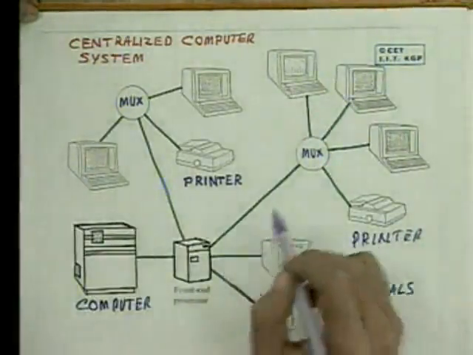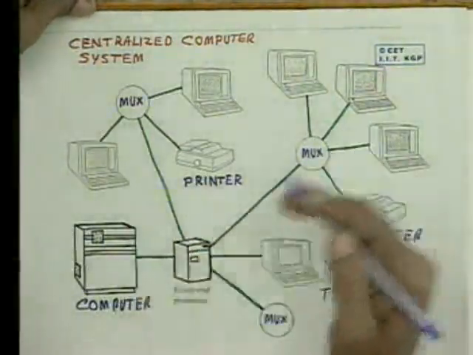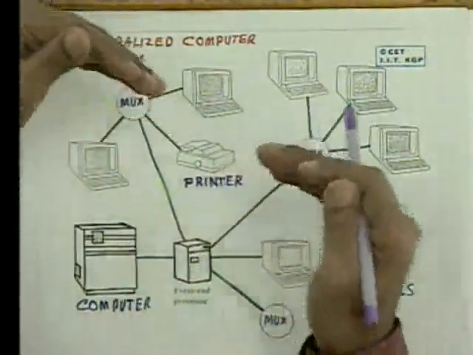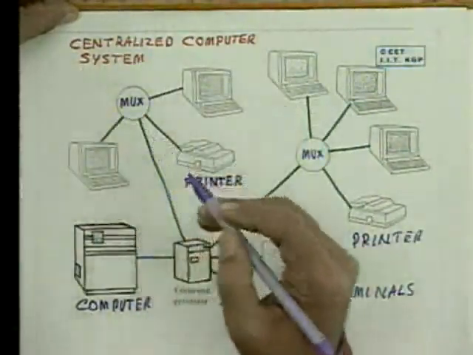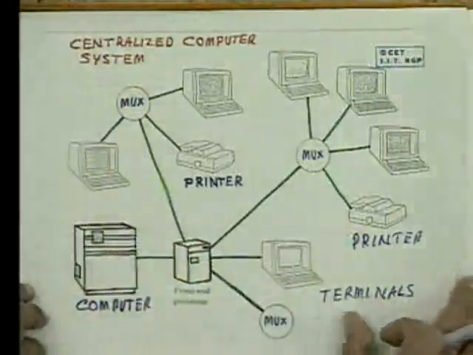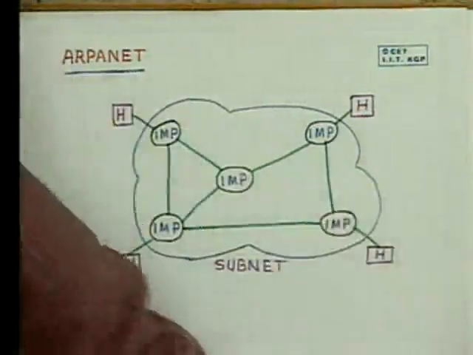So here, these muxes were acting as some kind of concentrator, accumulating the signals and sending them to the front-end processor. The front-end processor was responsible for receiving and sending with the peripherals and terminals, and the computer was mainly performing data processing. So this is how a simple network was set up, but still it is a centralized computer system. In the strict sense, we cannot call it a network, because you have only one computer. You don't have many computers. Then came another scenario.